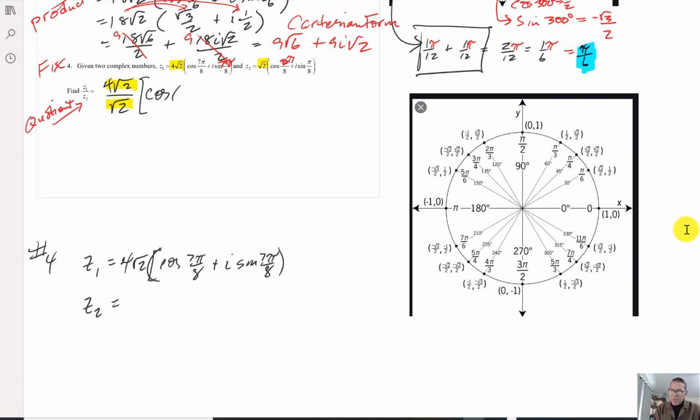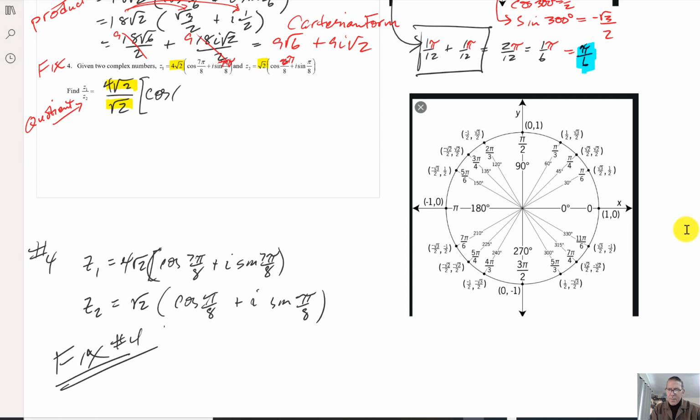z2 should be root 2 times the cosine of pi over 8 plus i sine of pi over 8. There is a typo there, so fix number 4. Having said that, having fixed that, let's go ahead and continue now.